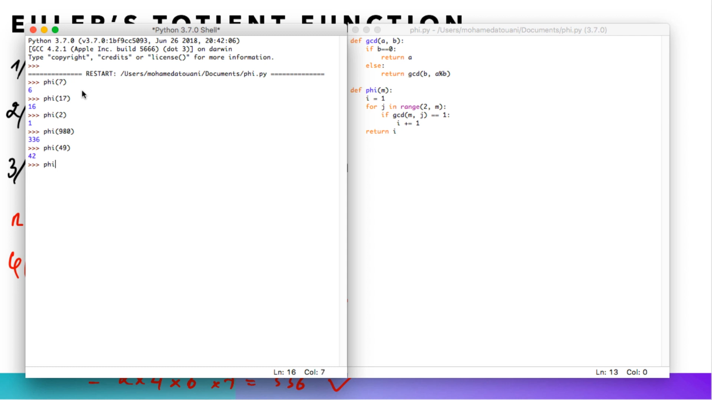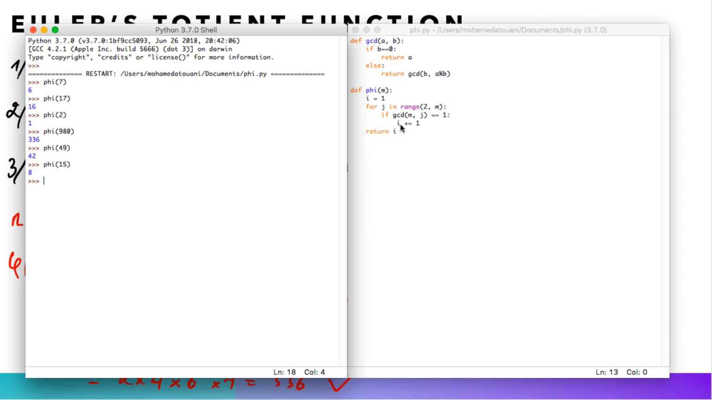Now if you check for phi of 15, this is what we get, 8, and 8 is actually phi of 3 times phi of 5, because phi of 15 actually is phi of 5 times 3, and by our third property, we know that phi of 5 times 3 is phi of 5 times phi of 3. Phi of 5 is equal to 4, phi of 3 is equal to 2, because it is 3 minus 1, and 3 is a prime number, so we get 4 times 2, which is actually 8.